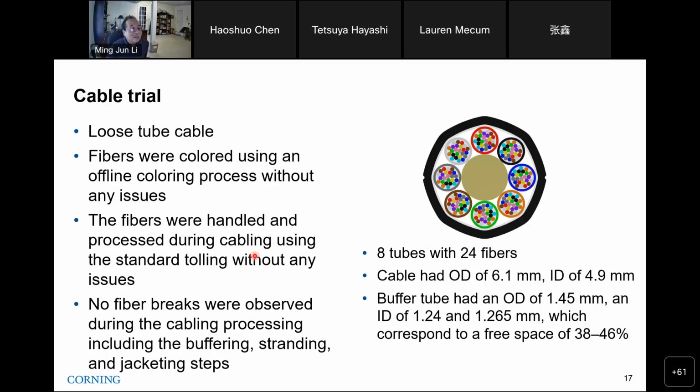In the cable trial, we handled the fiber using the standard tool. We did not have any issues handling the reduced coating diameter fiber. Also, we did not see any fiber breaks during the cable processing and the subsequent cable testing.